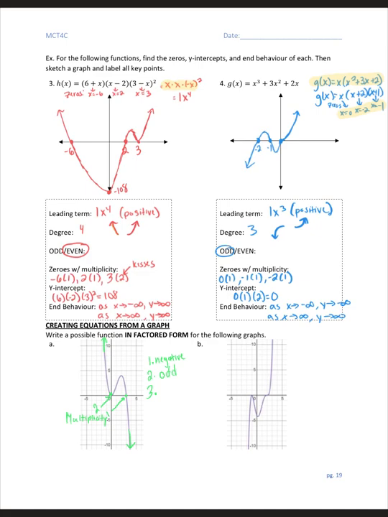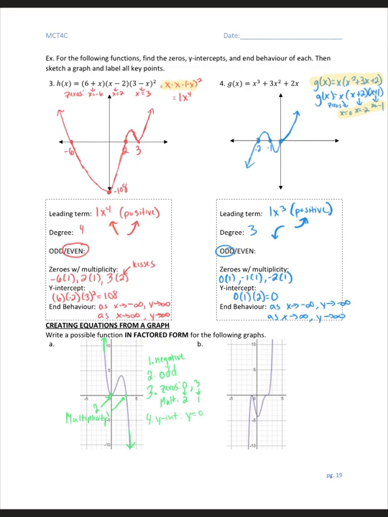We can identify our zeros just by looking at our graph. So one of our zeros is 0, and the other one is 3. If we wanted to talk about their multiplicity, we know that 0 just touches, so it has a multiplicity of 2, and at 3 it actually crosses, so it has a multiplicity of 1. And the last thing we can tell is our y-intercept. So our y-intercept crosses at 0.